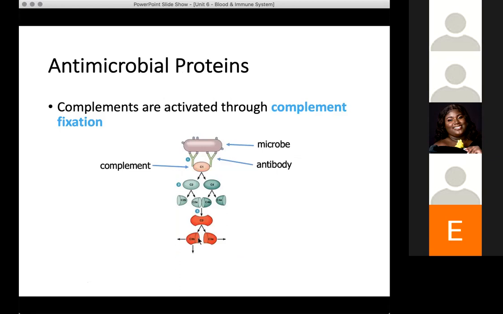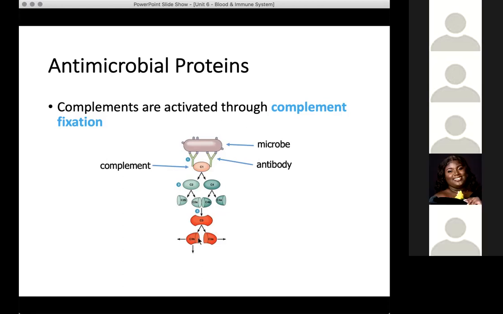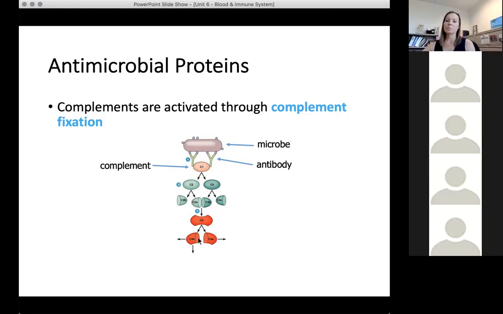When that happens, these proteins have several functions. They, first of all, can enhance inflammation. And secondly, they can cause cell lysis of that foreign invader. And remember, again, lysis means to rupture or to burst. So essentially, it's destroying that foreign invader.